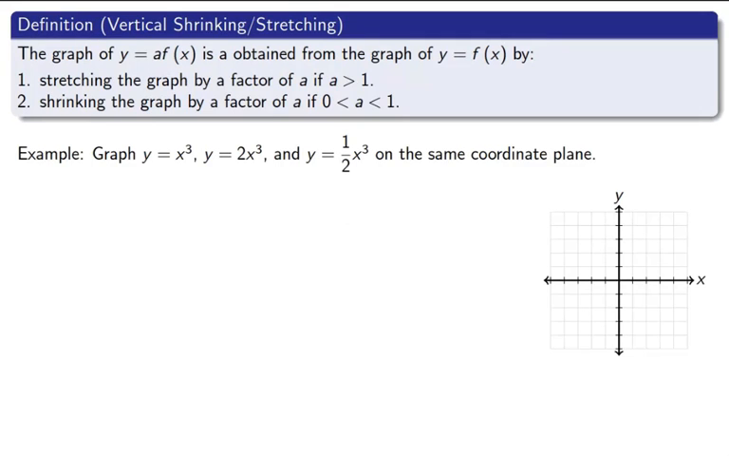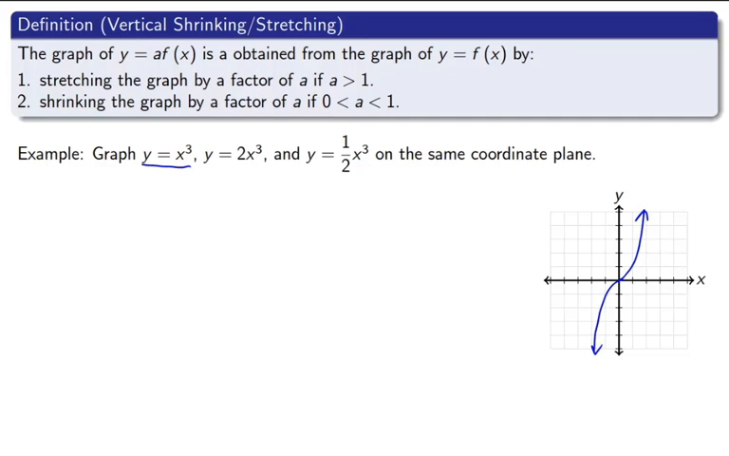Getting closer to finished, the vertical shrinking and stretching. Vertical shrinking and stretching is when you've got some number on, again, the outside of the graph. And that number, depending on whether it's greater than 1 or less than 1, is what helps us see what's going on with the function. If you multiply the outside of the function by a number greater than 1, then you grow. It stretches. And if you multiply by something less than 1, it compresses the graph, or shrinks the graph, if you will. Y equals x cubed, let's just draw that graph.